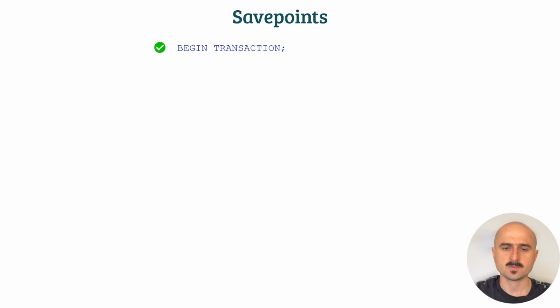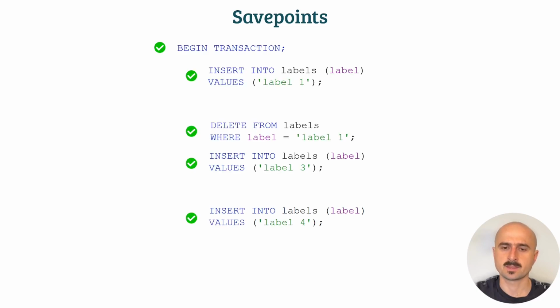So we start another transaction, then we execute the same SQL statements. So we insert the label 1, then we delete that label 1, then we insert label 3, and then we insert label 4. Now, the question is, how can we roll back just a part of this transaction? Let's say we want to roll back statement 2 and statement 3. So those are the statements we want to roll back.